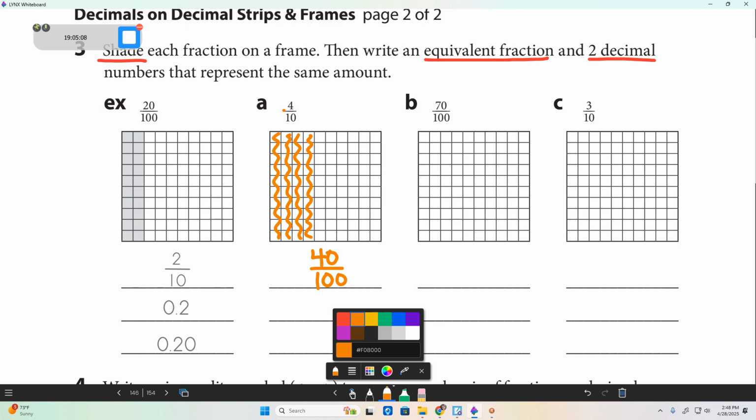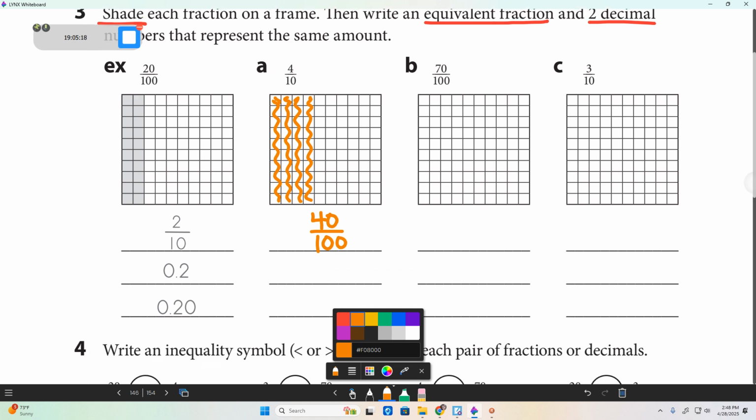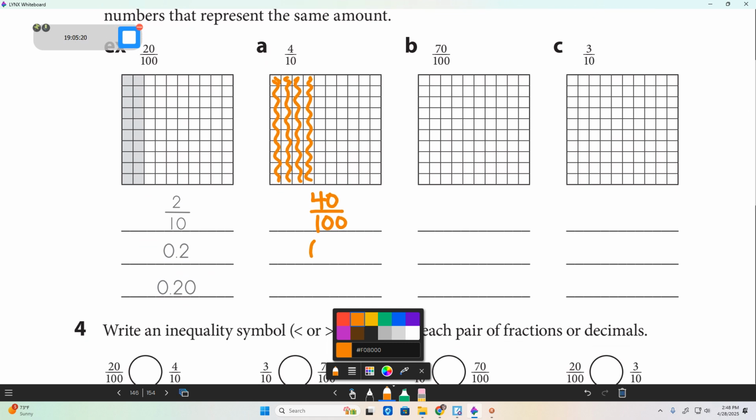Okay, and then I need to write two equivalent decimals, or two decimals. So I'm going to write 0.4. That decimal matches the fraction up above. And 0.40, exactly the same thing, just a 0 at the end. That one matches the second fraction, okay? All right, but all of those things are equivalent to each other, right? 4/10 is the same as 40/100.